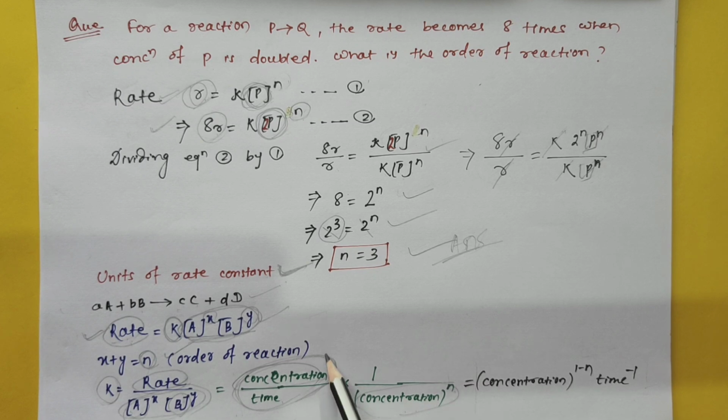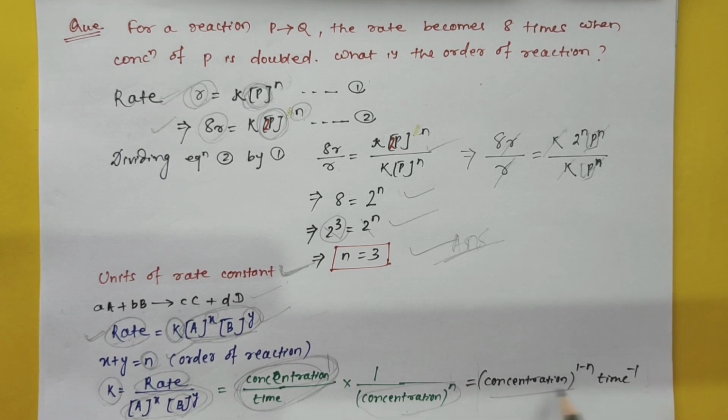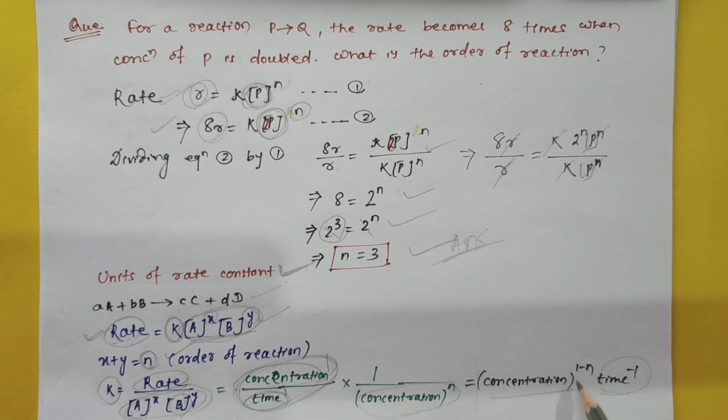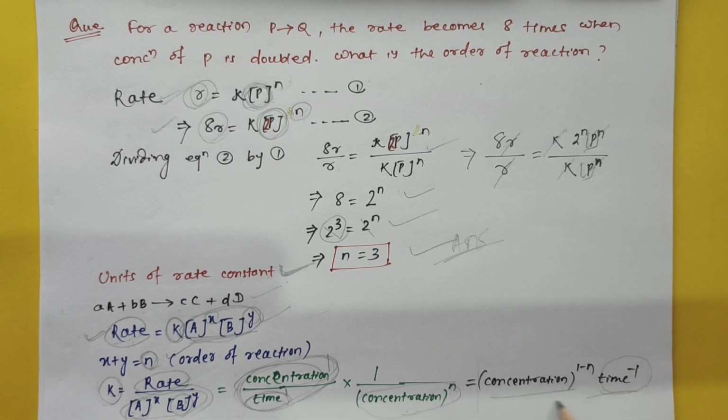So the final expression will be 1 minus N. You see it is here, and time is in the denominator and its power is 1. So if we move it to the numerator, it will be minus. So concentration to the power 1 minus N, time inverse, that will be the unit of rate constant.